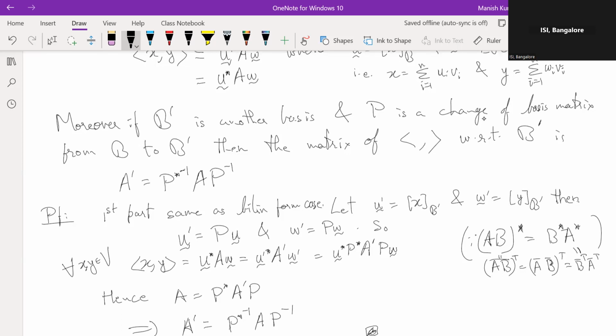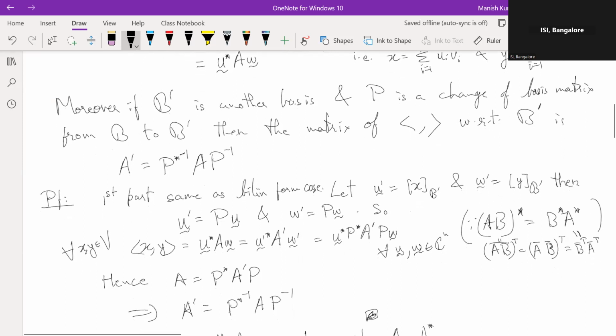So that tells you that this identity, u star A w is equal to u star P star A prime P w, is true for all vectors u and w in Cn. If this identity holds for all u and w in Cn, then that means that these inner matrices are the same. For instance, you can take u and w to be 1 0 0, and then you'll get the 1,1th entry of both of these inside matrices, and so on.